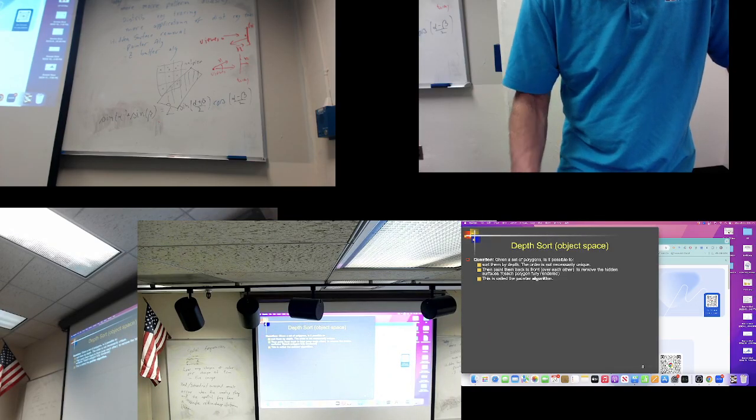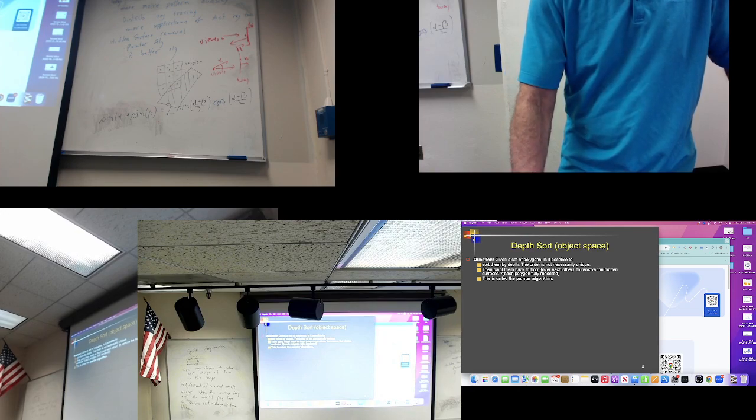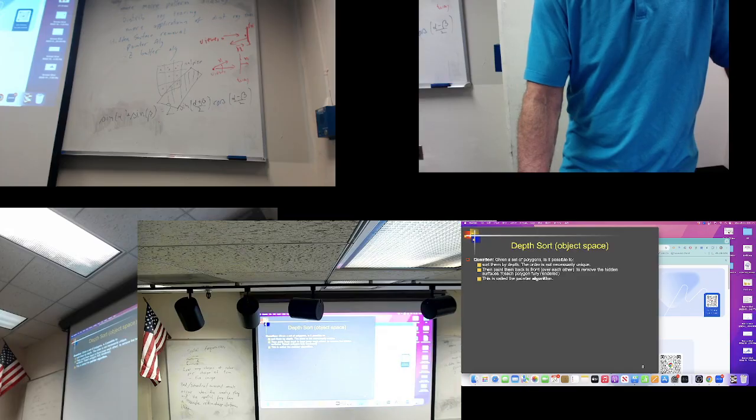slide, doesn't matter. Depth sorting. I want to describe the first algorithm for hidden surface removal. Is this algorithm very practical? No, but it gives some good ideas for algorithms that are. So that would be the beginning of the painter's algorithm.